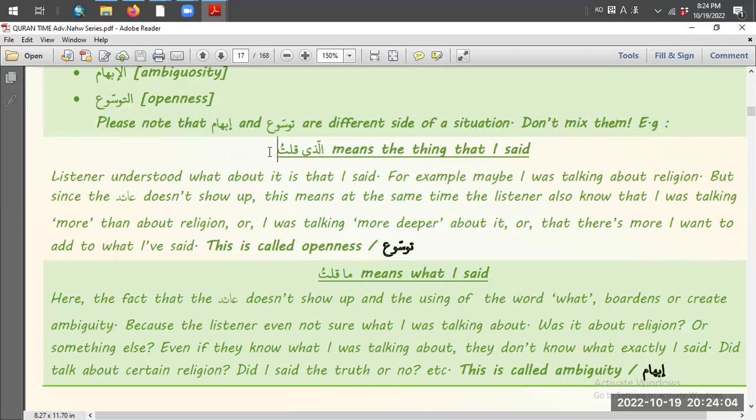Alladhi qultu-hu, so you remember the thing that I said? You remember what I said when I used alladhi qultu-hu? Yeah, that's about football. But if I use alladhi qultu, what about that? Because you don't know which one. Lots of things. Yes, that's true.